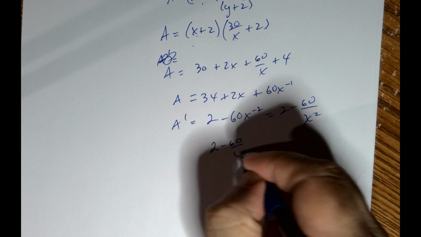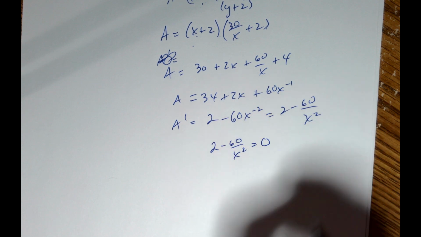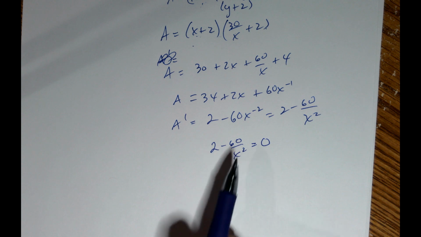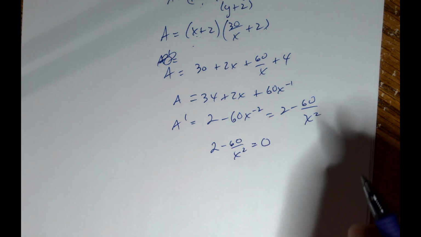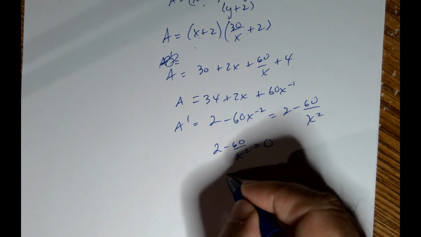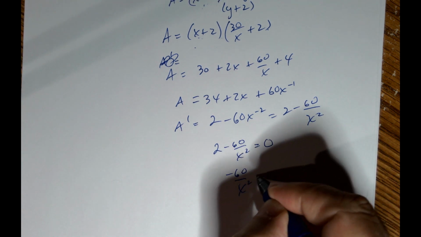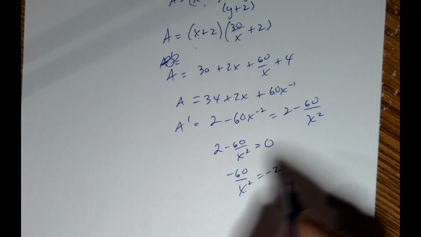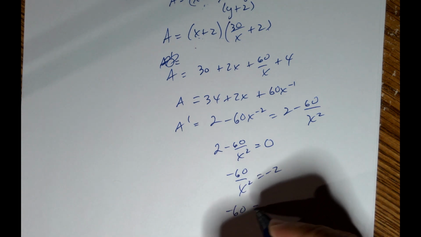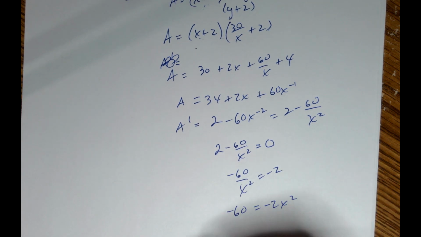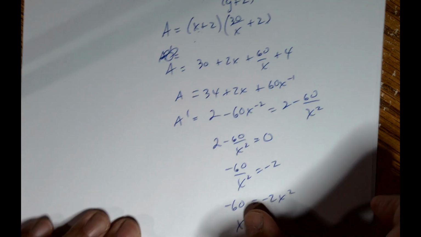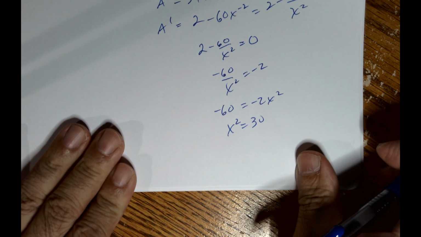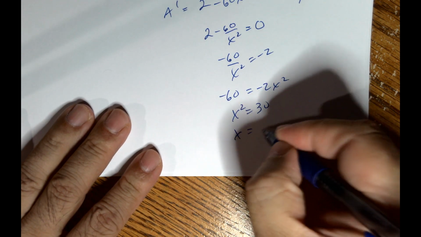Why? Well, really, it's not that we want to solve it for x. We want to set it equal to 0, right? To get a critical number, set it equal to 0. So what does this become? Bring the 2 over. So it'll be negative 60 over x squared equals negative 2 multiplied by x squared. So it's negative 60 equals negative 2x squared, divided by negative 2. And I get x squared equals 30. So that means x equals square root of 30.